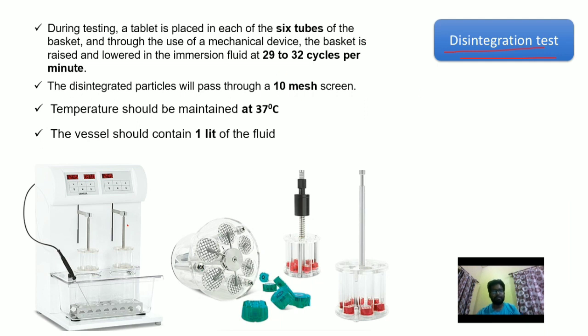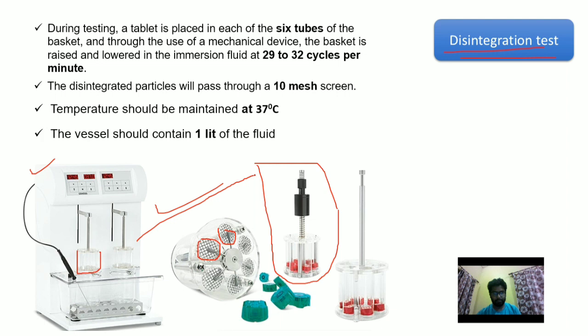See, this is the disintegrating apparatus. This is the basket, and here you will see these are the meshes. This is the zoomed picture of this kind of basket. See, the red baffles are there. Those are soft plastic materials, and here the tablets are placed for this test.